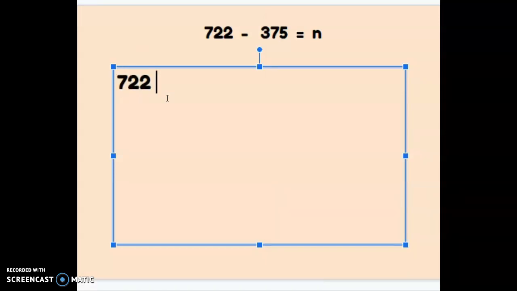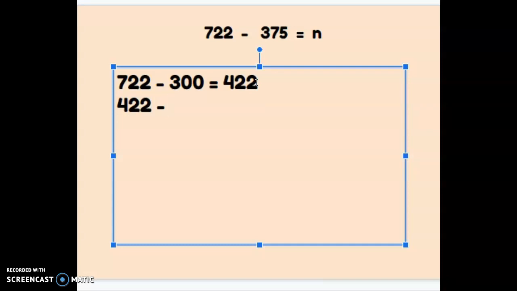So I'm going to do 722 take away, and the first thing that I'm going to take away to make it easier for me is 300. So when I take away 300, I end up with 422. I'm sorry, 422. And I'm going to go ahead and bring that number down here because I'm going to subtract from that again.